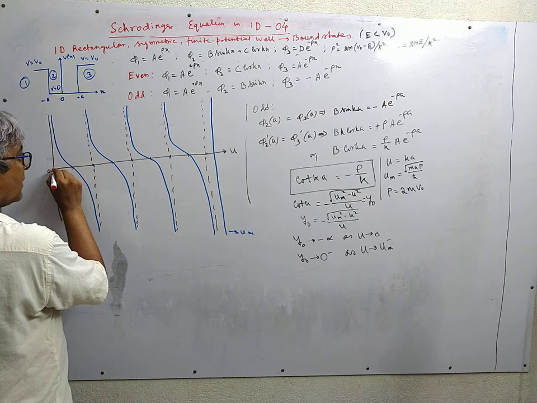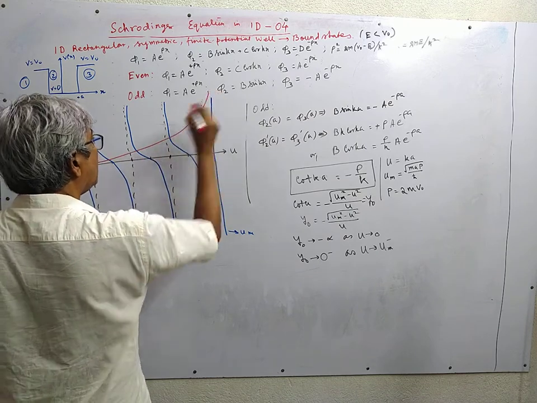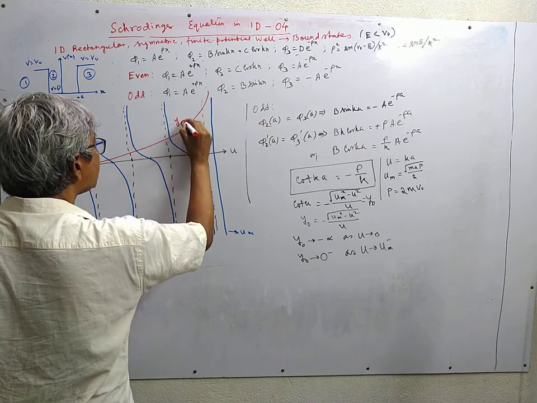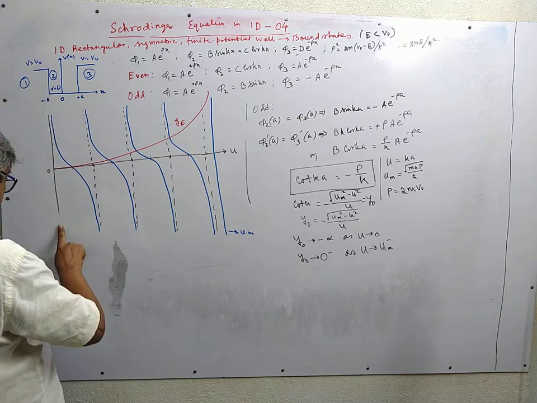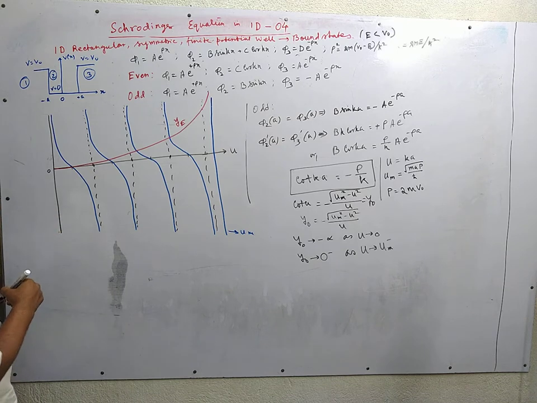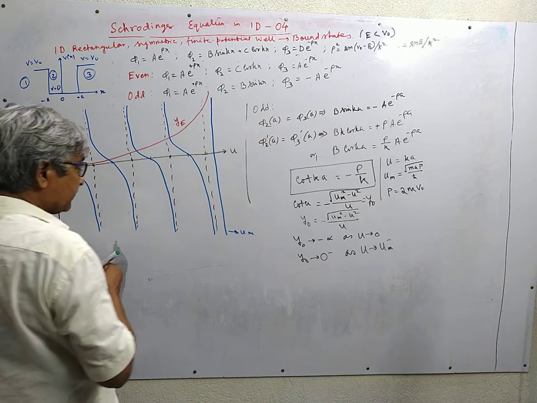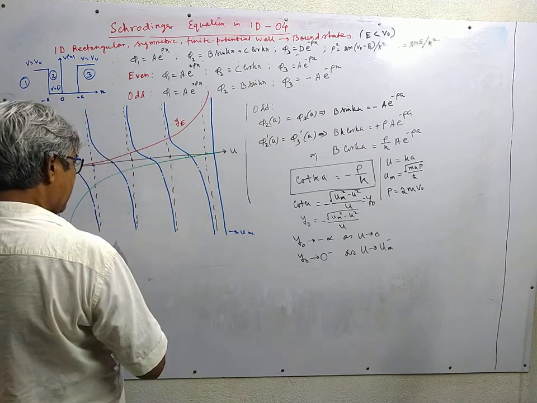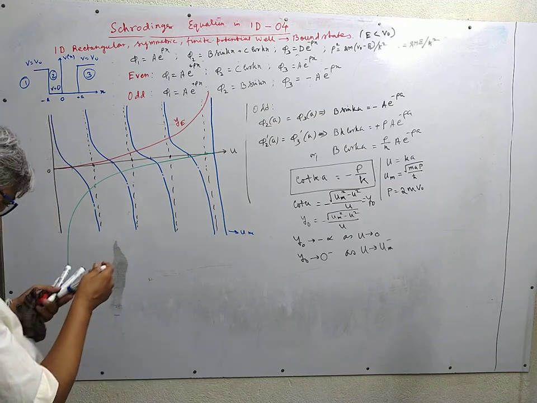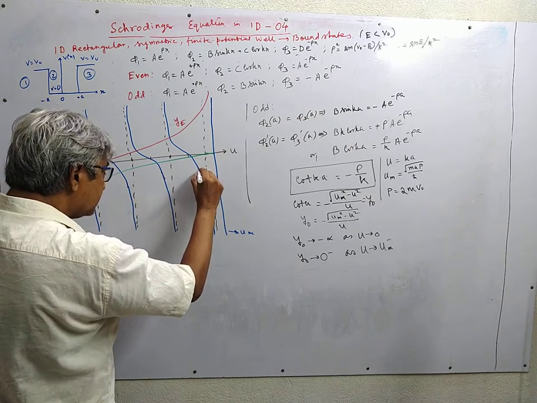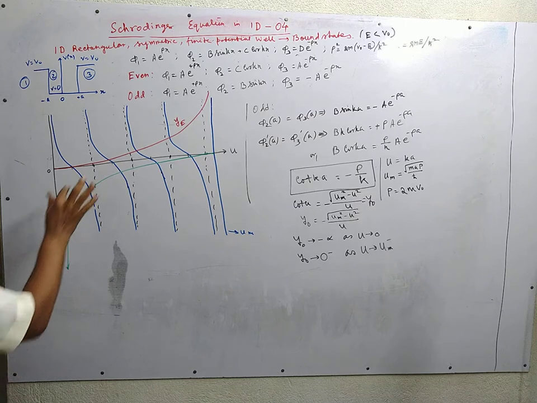So this is y even. Y odd approaches 0 from the negative side at u is equal to and goes to minus infinity. So these are the graphs.